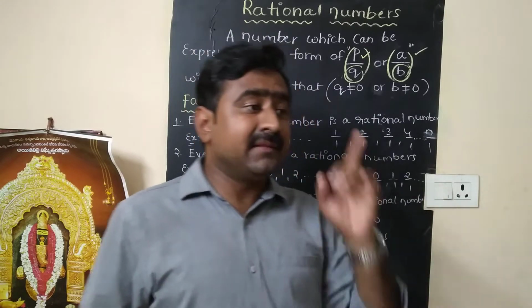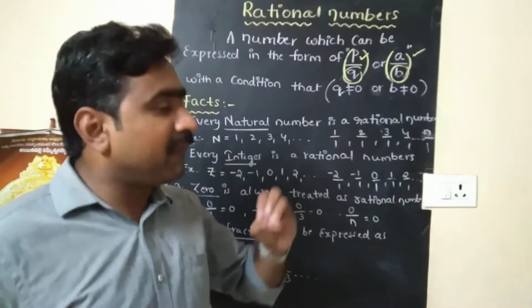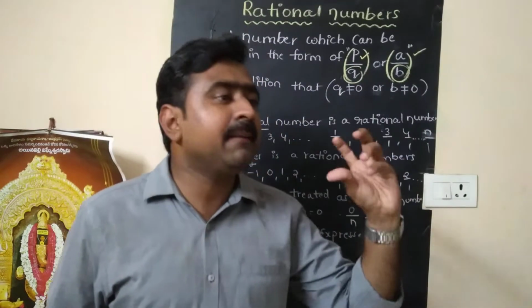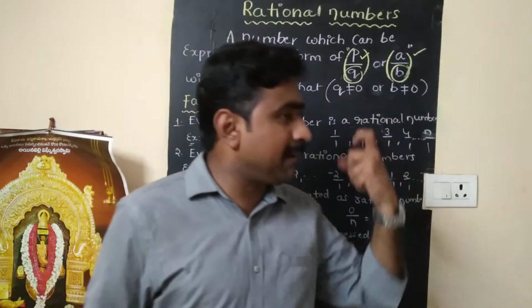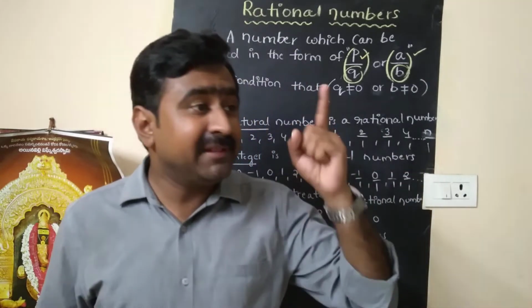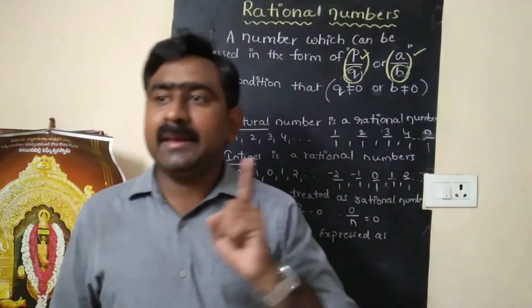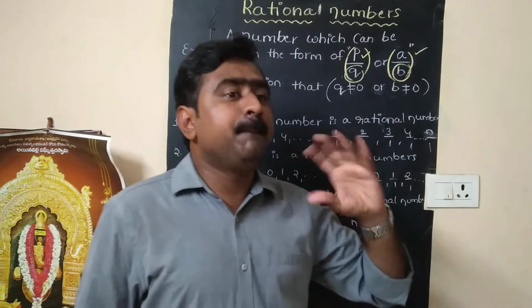That is, Q should not be equal to 0, or else B should not be equal to 0. Okay, that is the fact we need to remember in mind. So finally we can say that a rational number can be defined as a number which can be expressed in the form of P by Q or A by B, with a condition that Q should not be equal to 0 and as well as B should not be equal to 0.